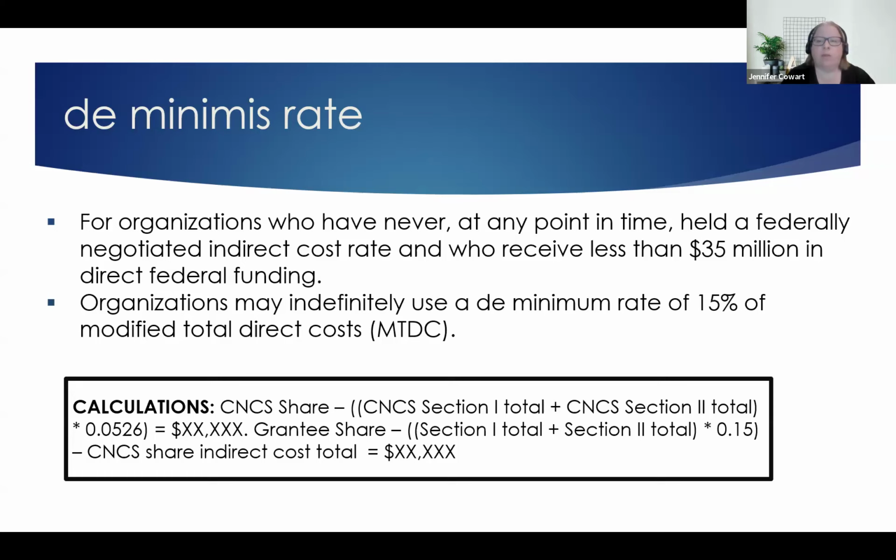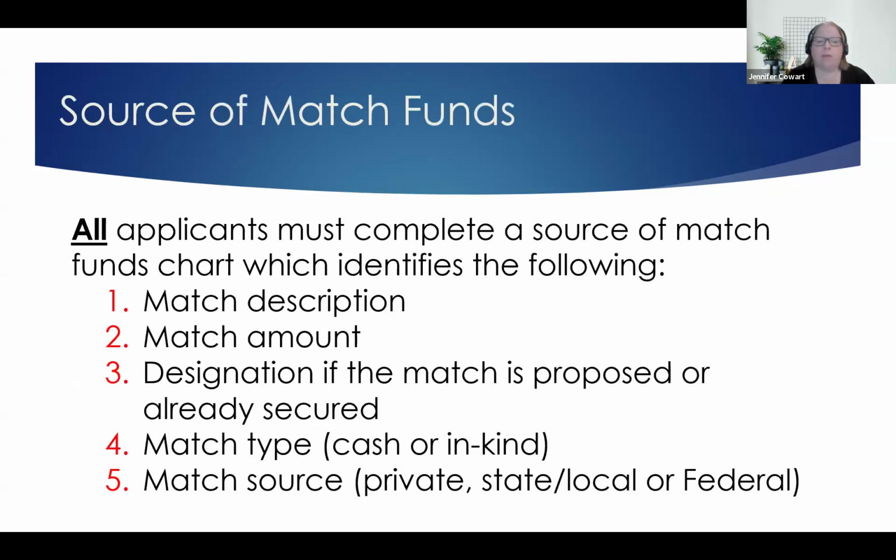The fourth and final section of the budget is the source of match funds. All programs have to complete a source of match funds. If you are a fixed cost grant, you have to complete your source of match funds too, not just cost reimbursement. And the amount as entered has to equal the budgeted total. So if you're cost reimbursement, your grantee share total of your budget needs to exactly match dollar for dollar the total of your source of match funds chart.